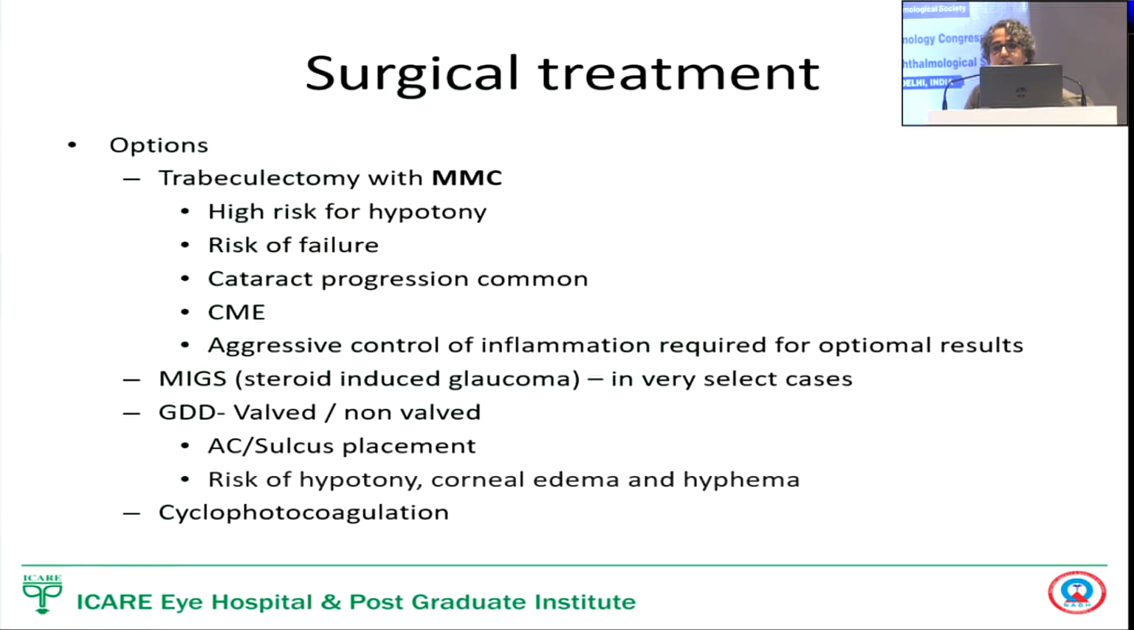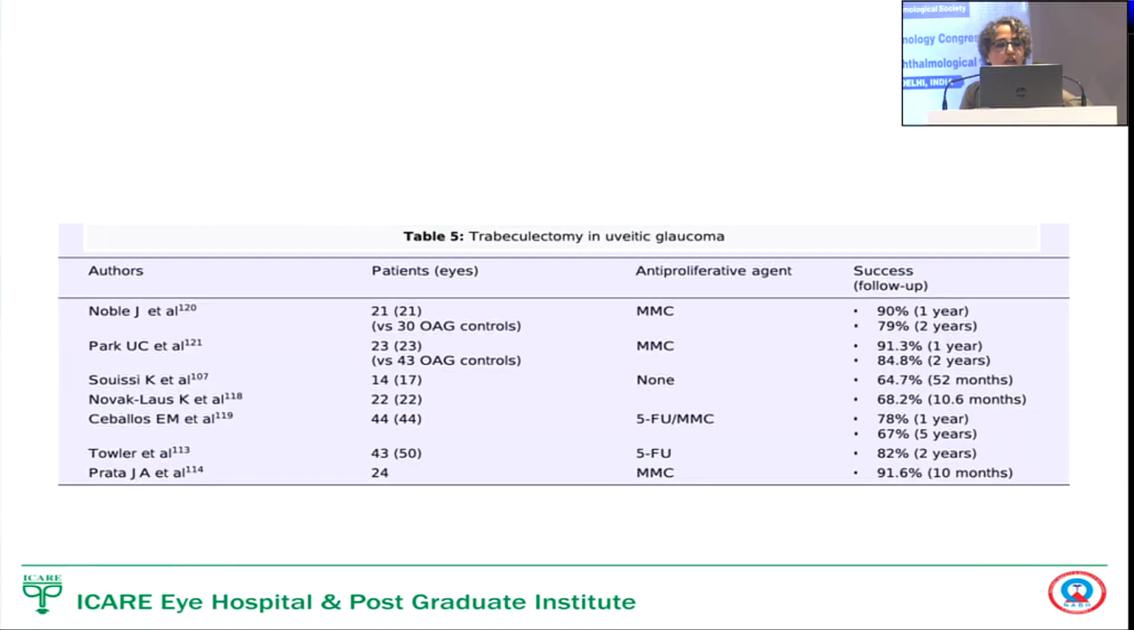Surgical, I already mentioned. Trabs also do well, but you have a risk of hypotony and risk of failure in trabeculectomy because of this conjunctival scarring very often, and also cataracts can progress and CME can develop. The GDDs, basically the valves, do well. Valvular or non-valvular devices do well, but they again have a higher risk of failure in these eyes as well. So you have to be careful either way. Cyclophotocoagulation can be your last resort.